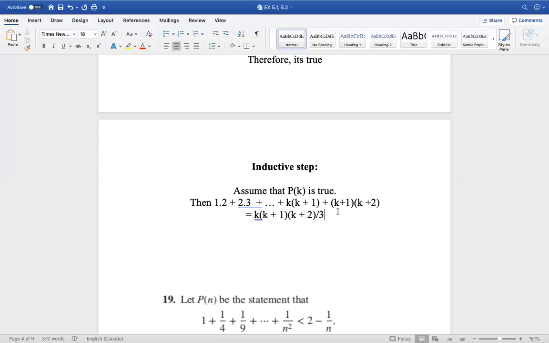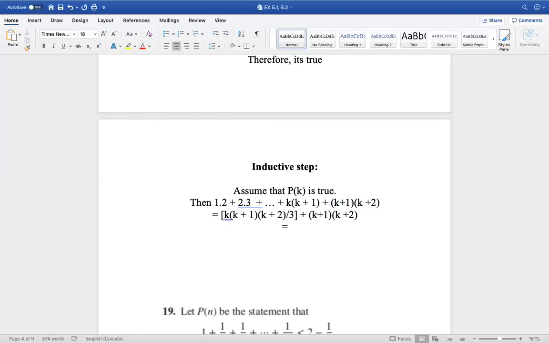And then we add, let me just put them in the bracket just to make it more clear. Plus we add the extra thing that we added on the left hand side, we also add this on the right hand side. Okay, now we have to simplify this.